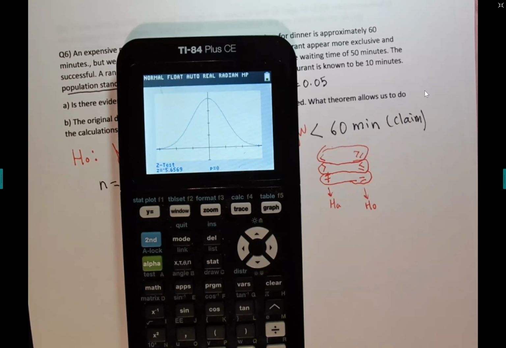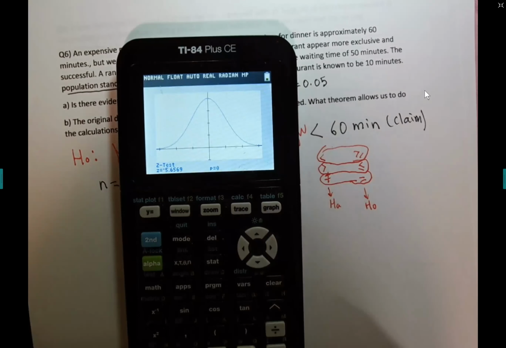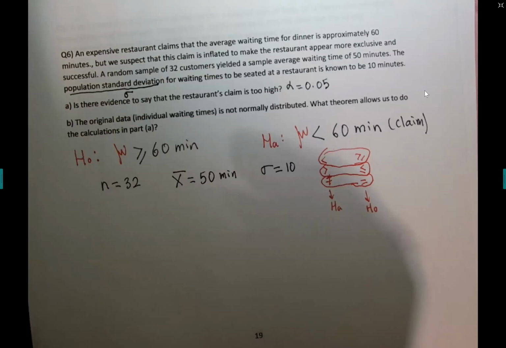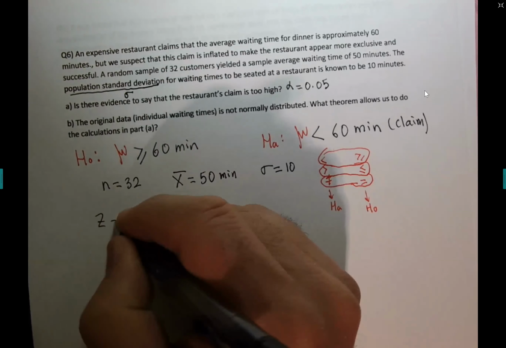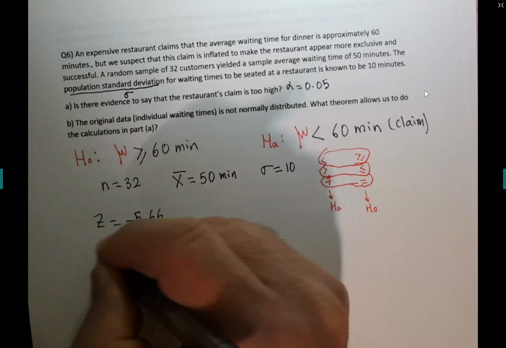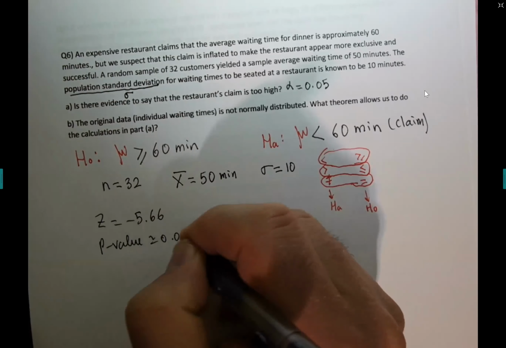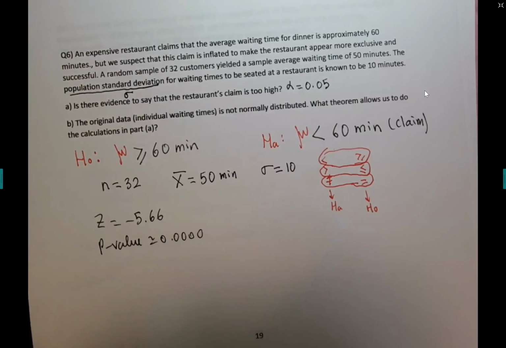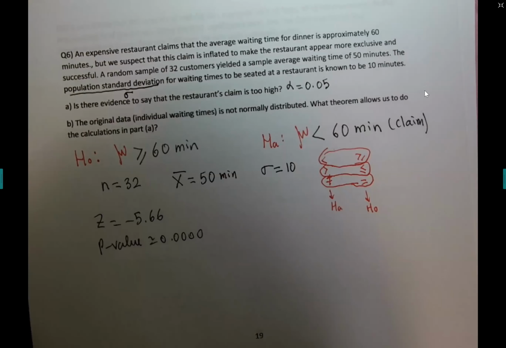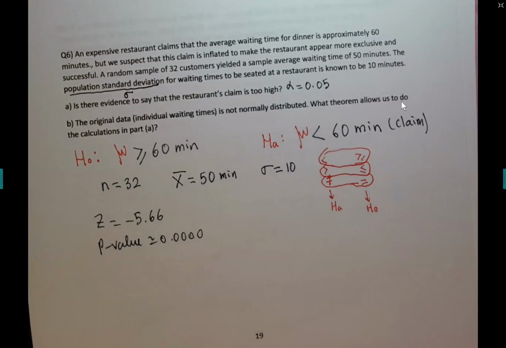So can you read the test statistic for me? Two decimal places. So that will be -5.66. Yeah. And the p-value is almost 0. Just put this as a p-value. It is 0. That means it's less than alpha. I don't need to know what alpha is because it's so small.